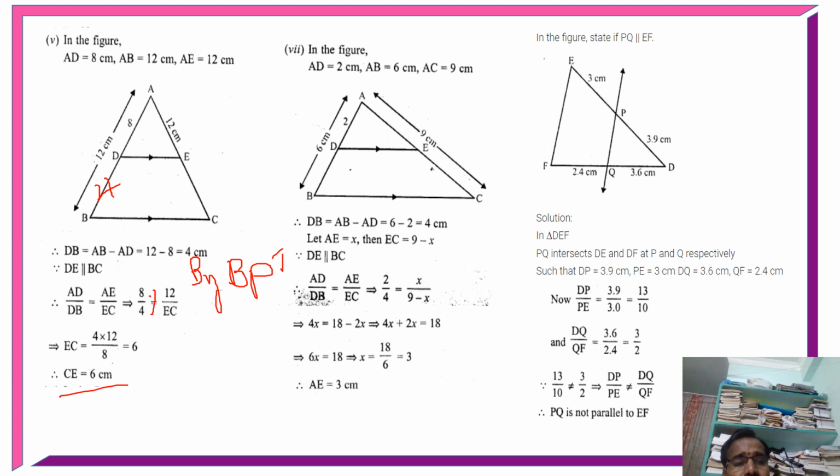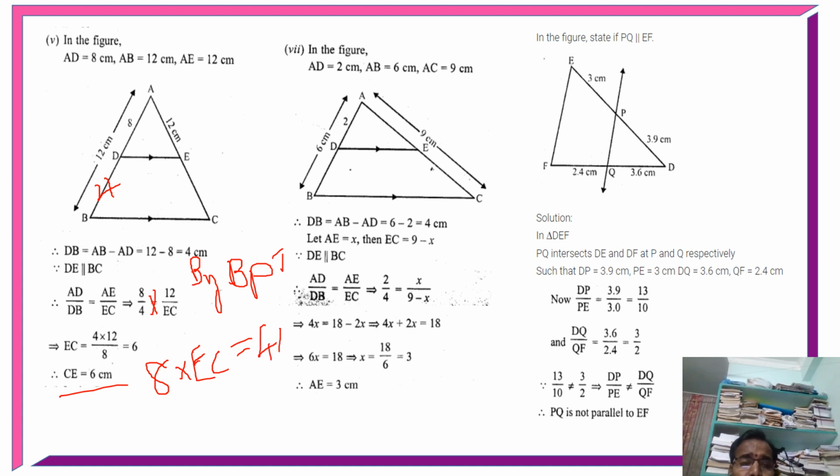Do cross multiplication. We get 8 into EC equals 12 into 4. After that, if you transpose to the other side of the equality, it will become the denominator. After simplification, we get the EC value. EC and CE are both the same; in a line segment, both are the same, children. CE, nothing but EC, equals 4 into 12 by 8.